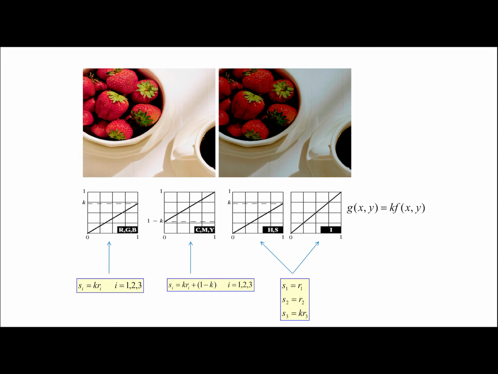Now this figure shows the result of applying the transformation to the full color images. In RGB, the same transformation is applied to all three color components: red, green and blue. So we have a single transformation function. In the case of CMY also we have a single transformation function. Here in HSI we are modifying only the I component, and we have identity transformations for hue and saturation.